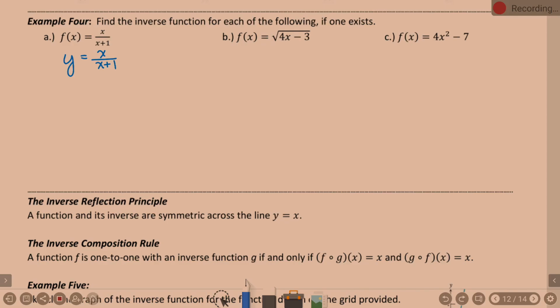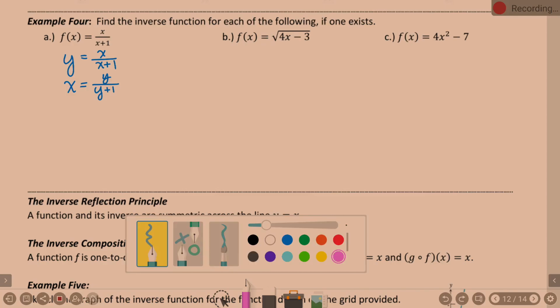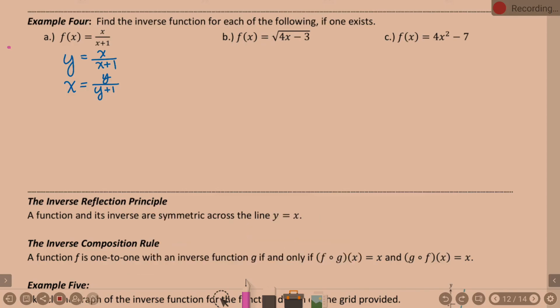I would say it depends on exactly what you mean by that, but I would say switch x and y. So every y becomes an x, and every x becomes a y. So instead of y equals, I'm going to write x equals. Instead of x over, it's going to be y over. Instead of x plus 1, y plus 1. If you want yourself a reminder note, I'm going to squeeze it in the corner: switch x and y.